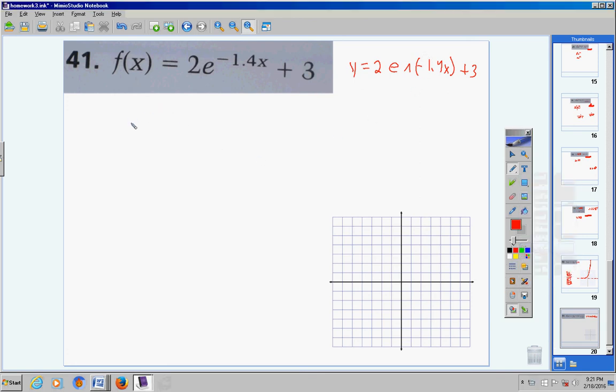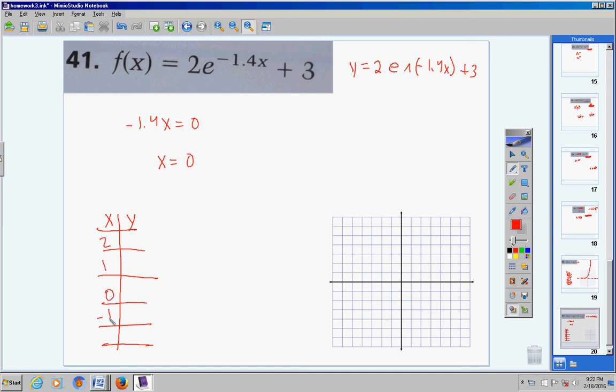Now the first thing we do is we take our exponent and we set it equal to 0, and we solve. Divide both sides by negative 1.4. X equals 0. So right in the middle of my table of values, I'm going to put a 0. We'll go up to 1 and 2, and we'll go down to negative 1 and negative 2. Okay?